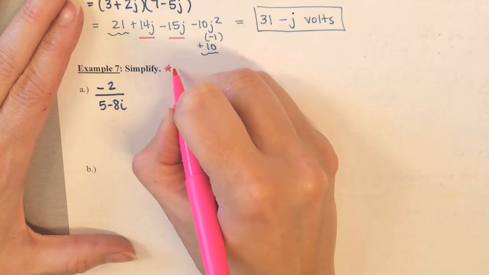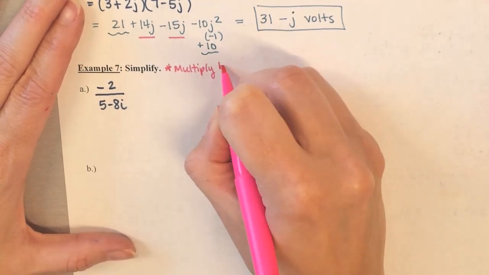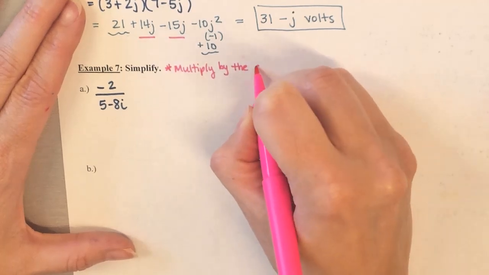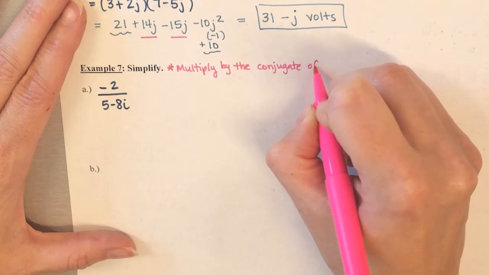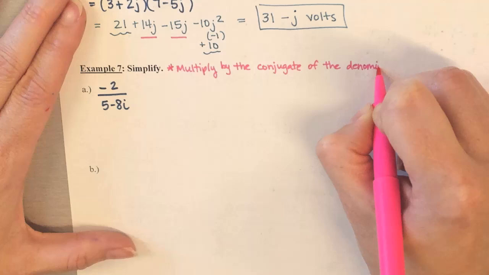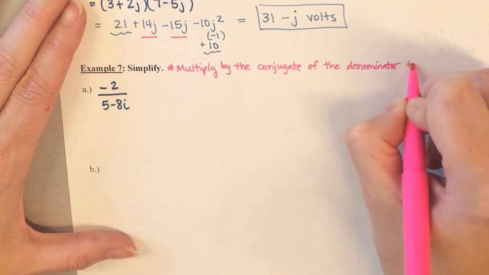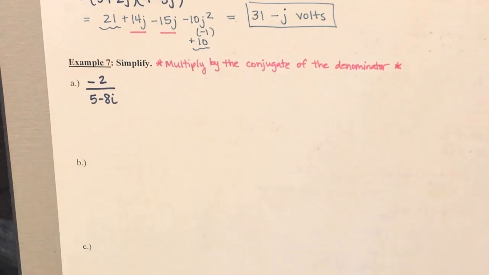So to simplify, you are going to multiply by the conjugate of the denominator. Okay, so that's a special word, the conjugate. I'm going to talk to you about what that means.